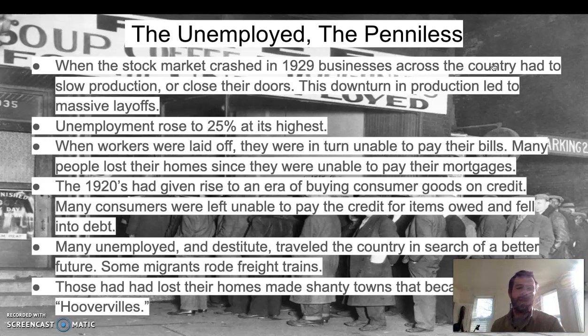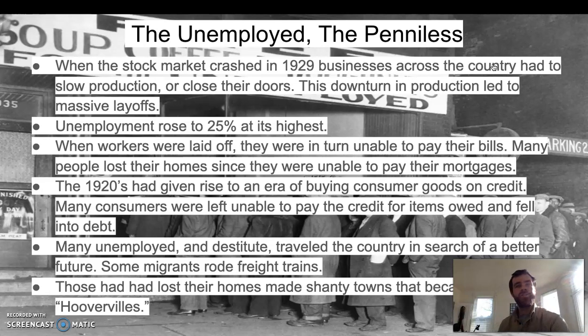Now, massive layoffs happened as a result of this. At one point, unemployment rose to 25%. That's a quarter of all Americans idle. And when workers are laid off, they're unable to pay their bills, they're unable to pay their mortgages.